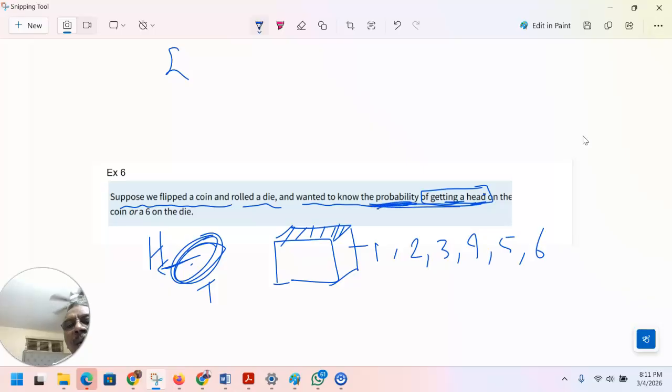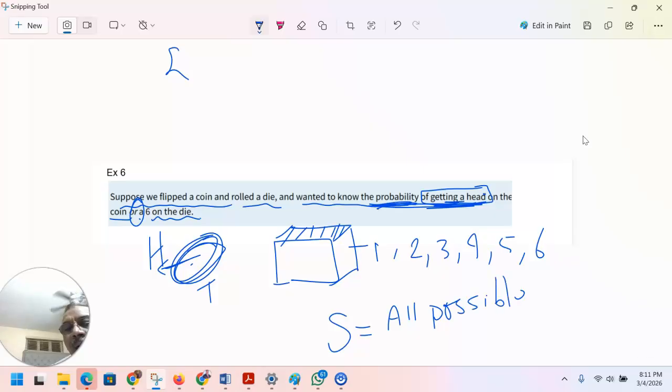To find the probability of getting heads on the coin, so there are two parts, or 6 on the die. So what that means is we have to see what are the outcomes. What are all possible? So let's find the sample space, all possible outcomes, options.